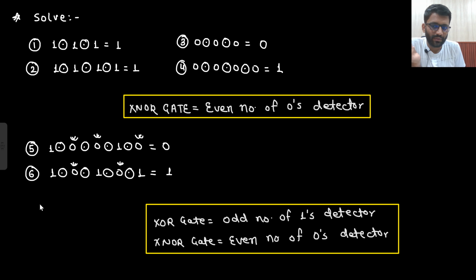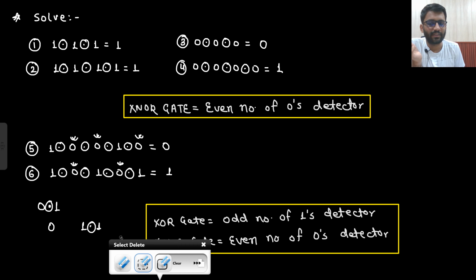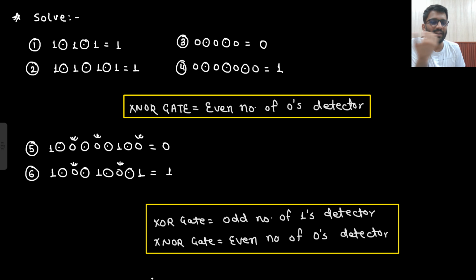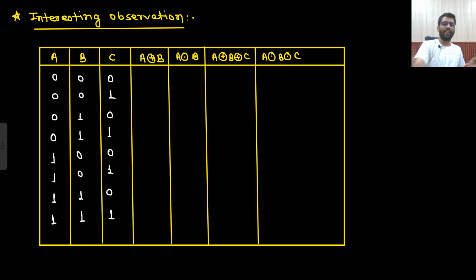So 1 XNOR 0 will be 0. XNOR with 1 will be again 0. 0 XNOR 0 will be 1. 1 XNOR 1 will be 1 only. So answer is 1. In the examination, I will not be solving by this method. There will be another method that I will tell you. Now a very interesting observation will come, and this is the method by which we will be solving in the examination.